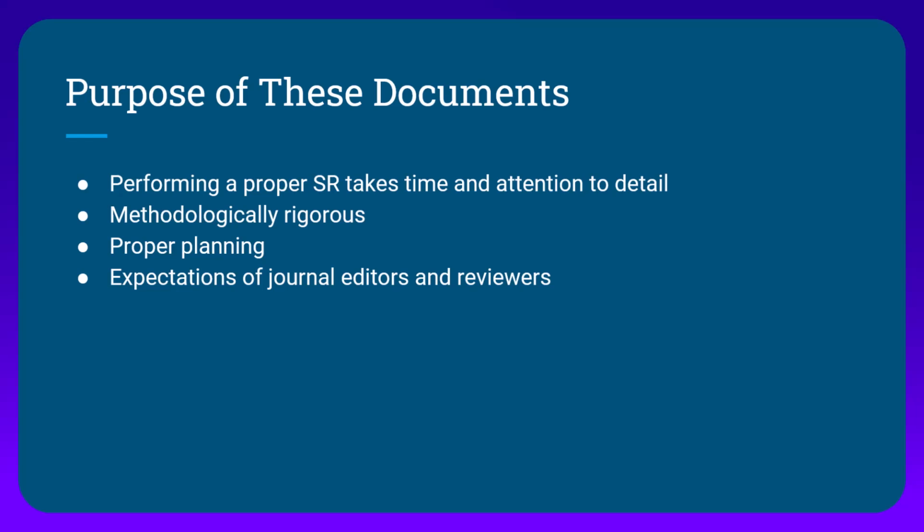So a major part of the value of PRISMA, Cochrane, and other related resources is to help systematic reviewers plan their projects and develop a thorough and complete protocol to guide their work. Another important aspect of these documents is to help systematic reviewers when they are writing a manuscript based on their work, to make sure that they report all of the necessary details of what they've done.